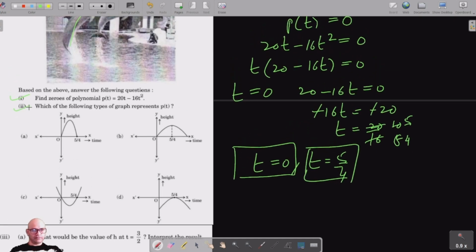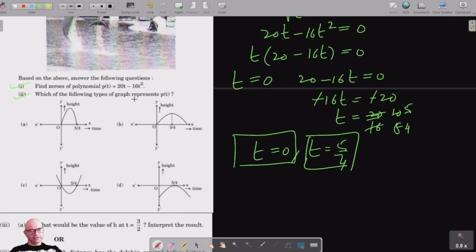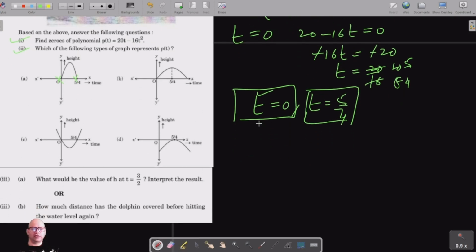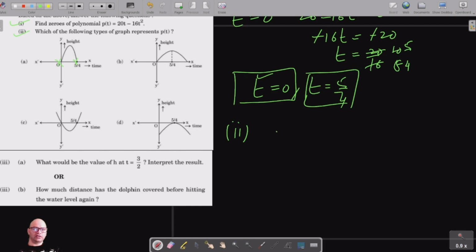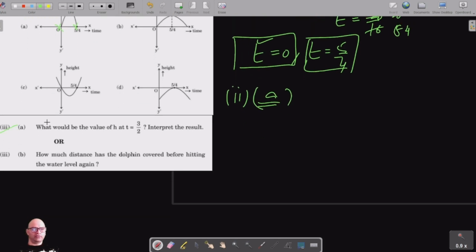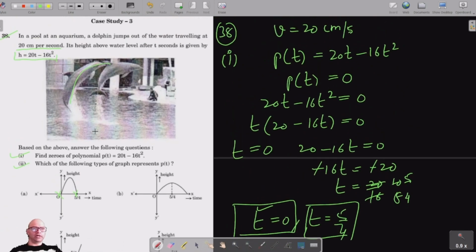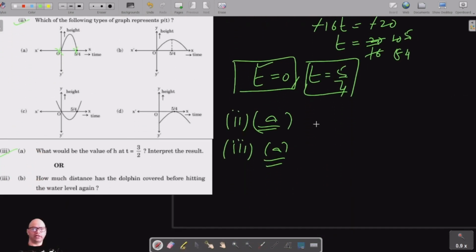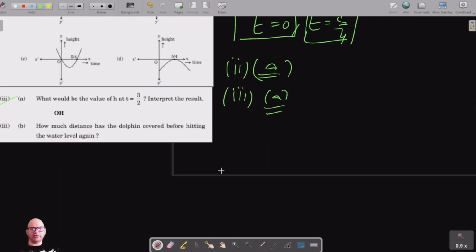Okay, now, which of the following types of graph represents p of t? So the two zeros are t is equal to 0, which is here, and t is equal to 5 by 4, which is here. So for the second part, the answer is A. Now moving on to the third, for part A, what would be the value of h at t is equal to 3 by 2? So the value of h is given by the equation.